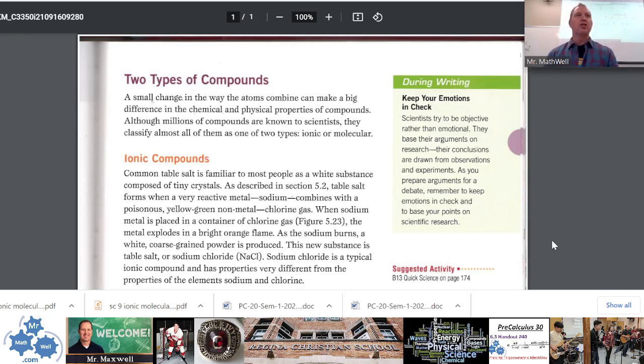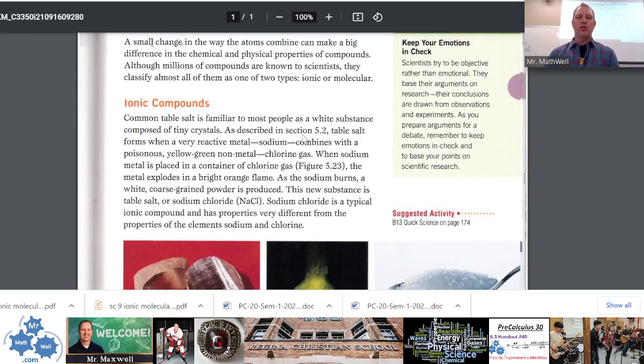Okay, so we're continuing chapter 5. We are talking about ionic compounds and molecular compounds here today. So if you could look in your textbook on page 169, that's where these notes are found.